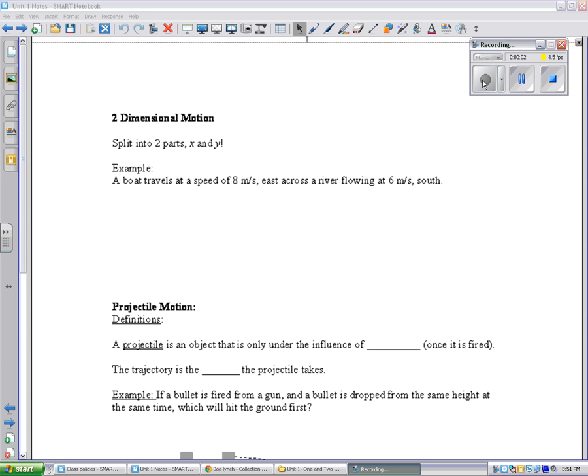Finish our motion unit with two-dimensional motion. Two-dimensional motions, we have motion in both the x and y direction. If I drop a ball, it just goes straight down. It only has y motion.